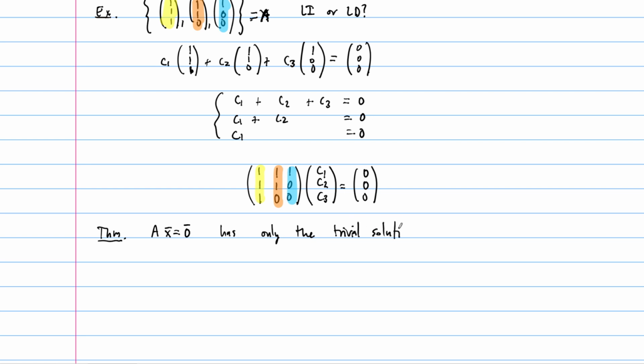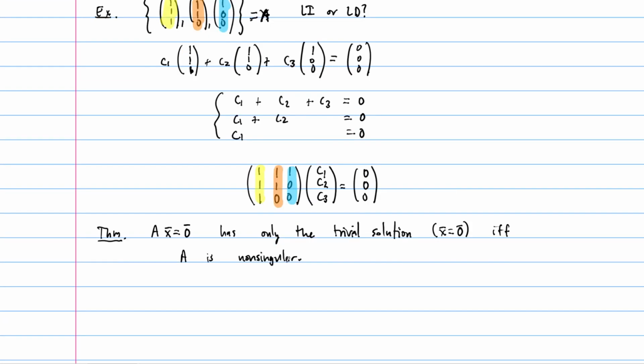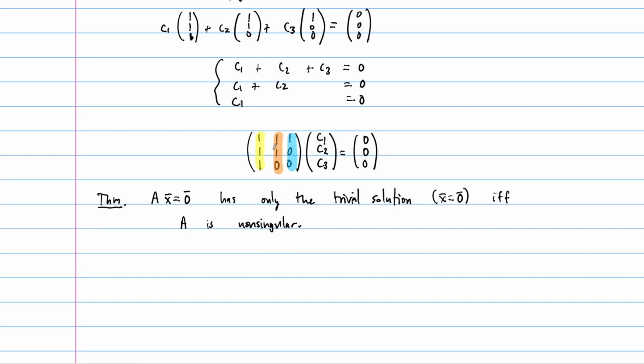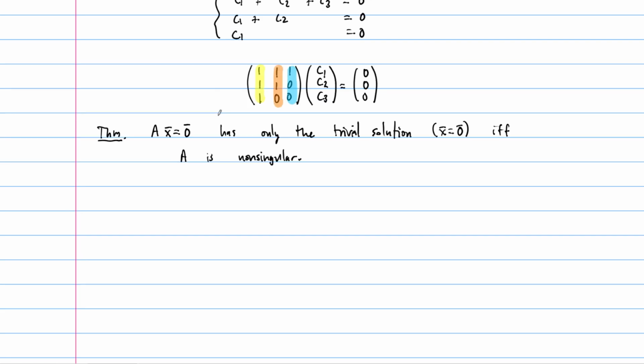So it has only the trivial solution, which remember means X equals 0, if and only if A is non-singular. So we can use our determinant to try to compute whether or not A is singular or non-singular. Okay, so let's do this. Let's just compute it. So let's use our method to compute the determinant of this A.